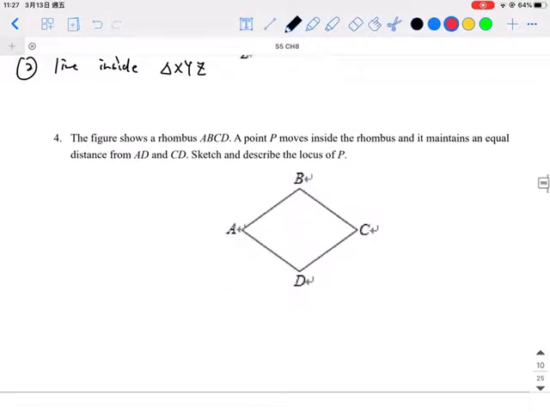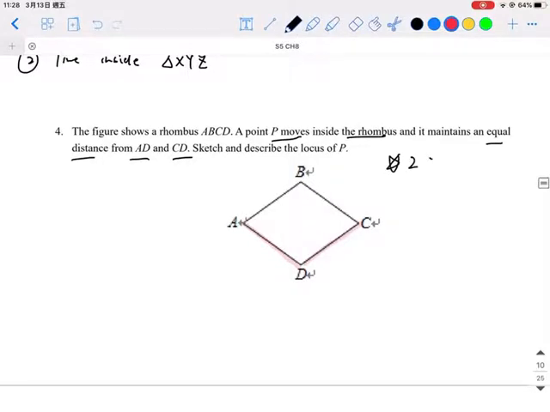And question number 4. The figure shows a rhombus. Okay, never mind the figure. Now point P is inside the rhombus and at equal distance from AD and CD. So AD is here and CD is here. So it's also two intersecting lines. That means it should be the angle bisector of AD and CD.